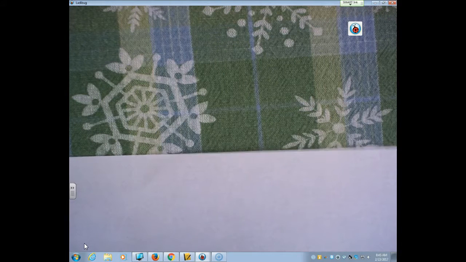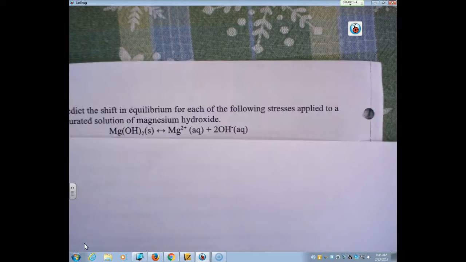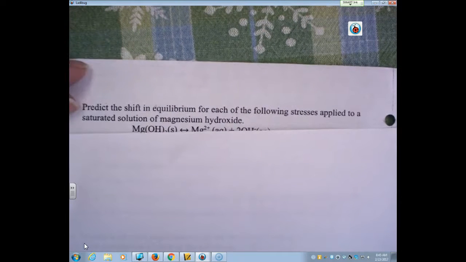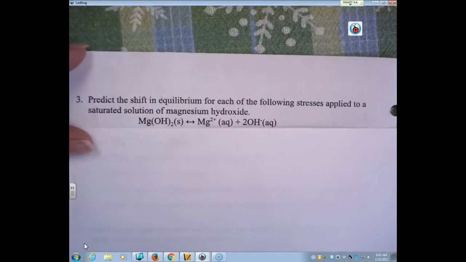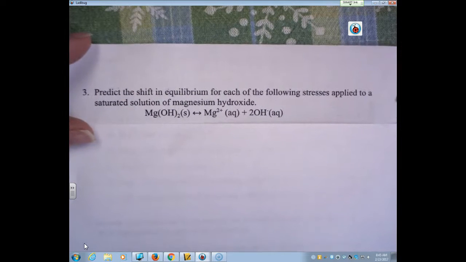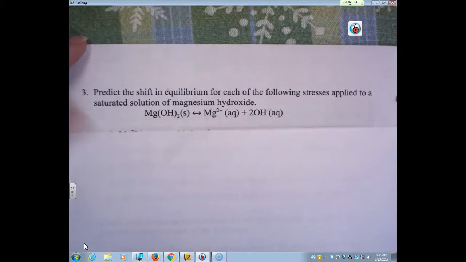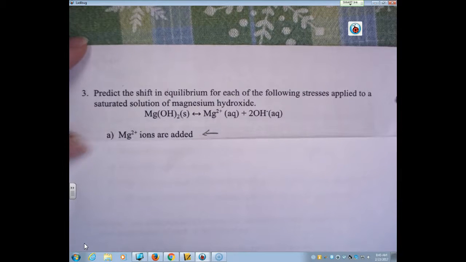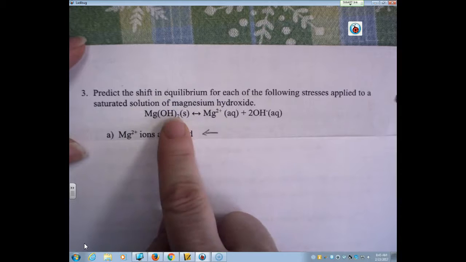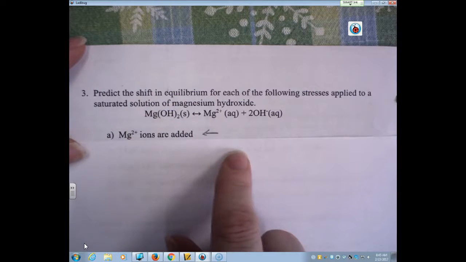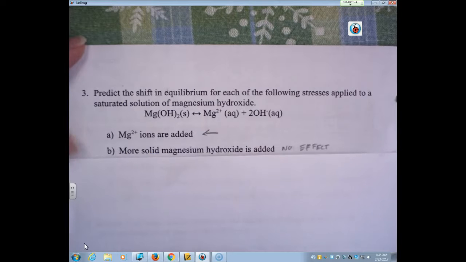Alright, on the back, we're dealing with Le Chatelier's principle, and in that one, I gave you an equilibrium expression of magnesium hydroxide. It's going to split into magnesium ions and hydroxide ions, and then again, this would be a slightly soluble salt. So we're just going to look at what might happen. If we add magnesium ions, add shifts away, so we're going to be making more of that solid. If I add more solid magnesium hydroxide, there's going to be no effect because solids do not affect the equilibrium position.